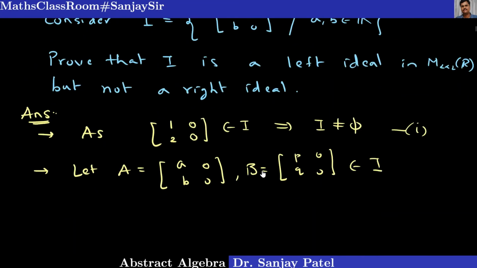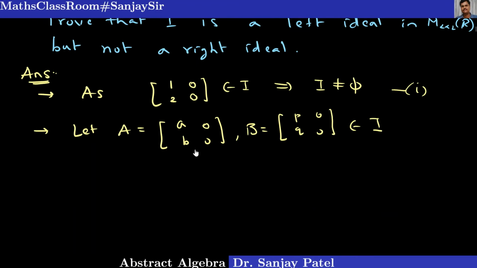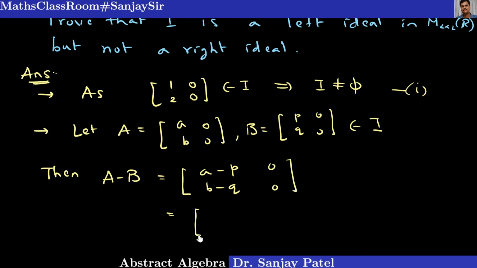So I am taking two matrices A and B, and I will show now that A minus B, if you take A minus B, you know it is very simple. Just taking the subtraction, you will get A minus P, B minus Q, 0 minus 0 is 0, 0. Okay. So this is also of the form X, Y, 0, 0. Okay.